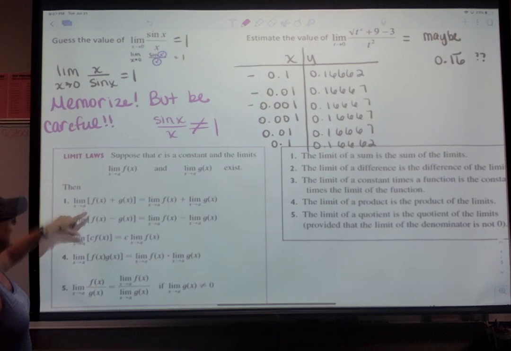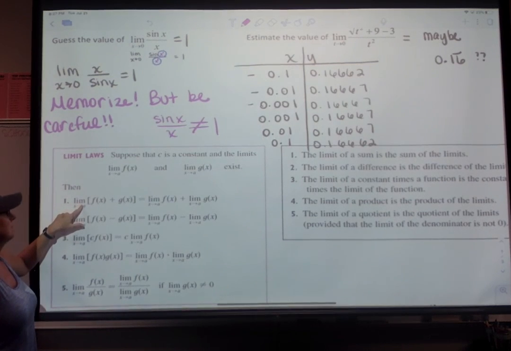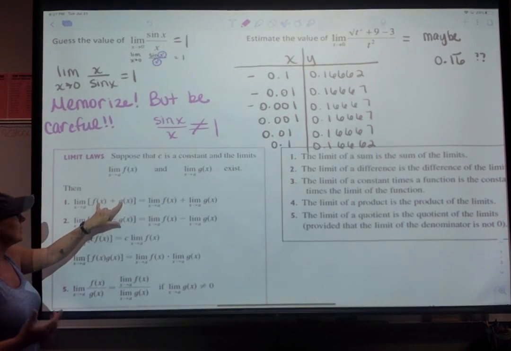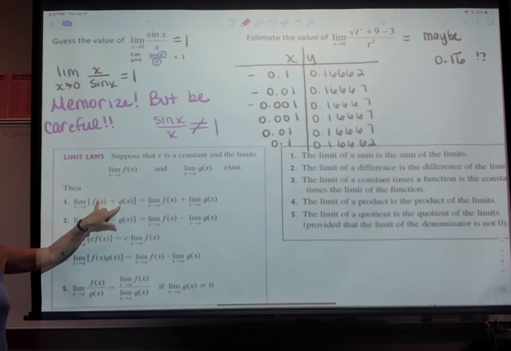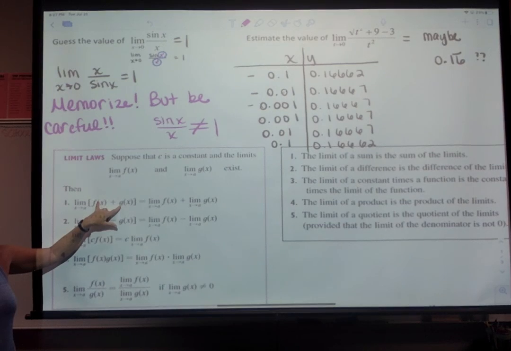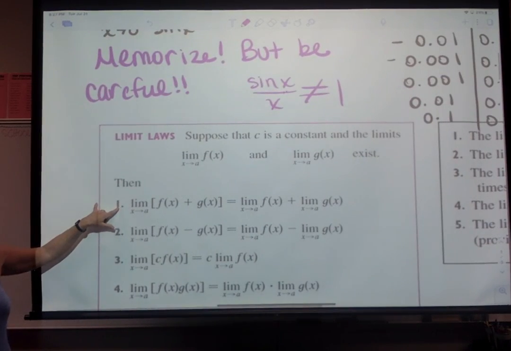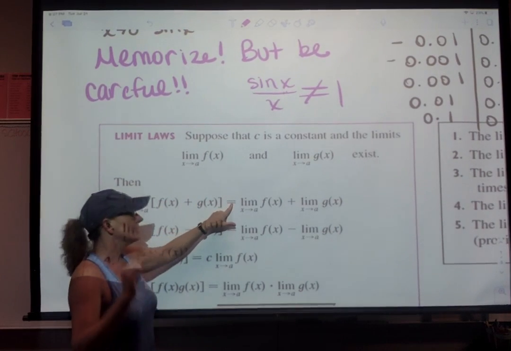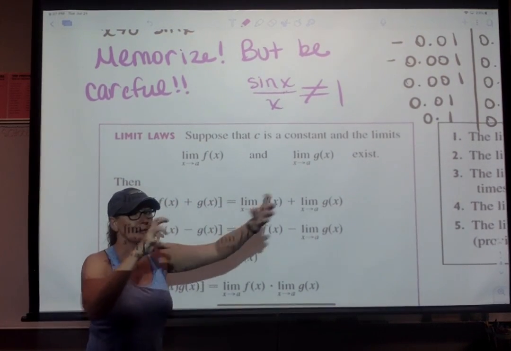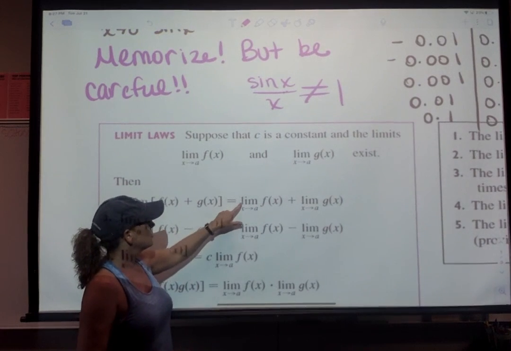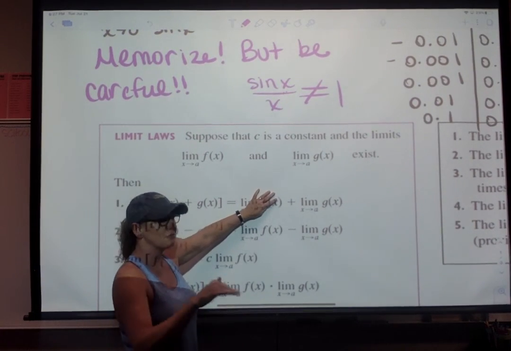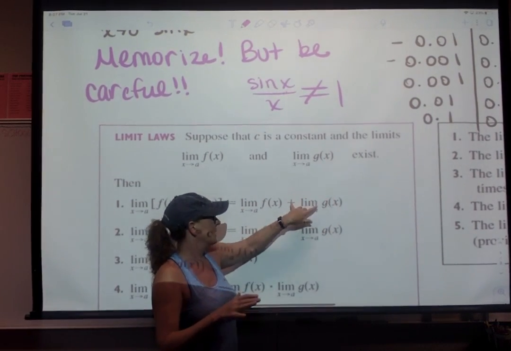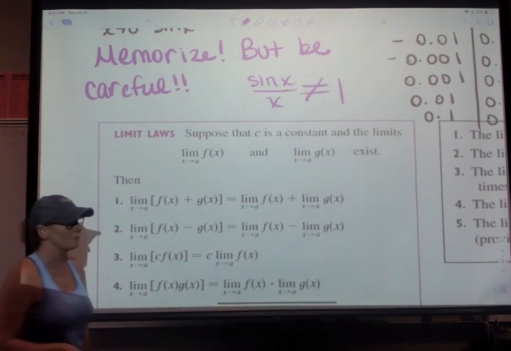So it says, what if you're doing a limit and what you're taking the limit of appears to be two separate functions added together. Okay? So it looks like I'm taking a limit of two things added together. It's legal to split them up into two separate limits. So I can do the limit of this function, find my answer, I can do the limit of this function, find my answer, and then add them together. That's limit law number 1.